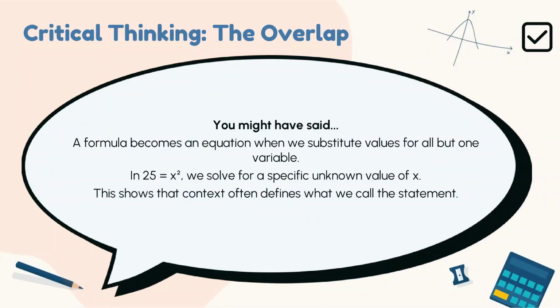You might have said that a formula becomes an equation when we substitute values for all but one variable. For example, A equals x squared is a formula. But when we know the area is 25, we can write 25 equals x squared. Now we are solving for a specific unknown value of x. This shows that context matters. The same mathematical statement can sometimes be described differently depending on how we are using it.